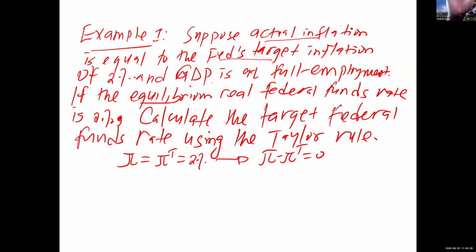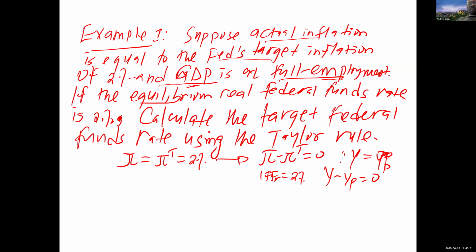And then we have also been told that the economy is at full employment, GDP is at full employment, meaning that Y equals YP. So that means the output gap is also going to be 0. And then we have been given that the equilibrium real federal funds rate is 2%. Okay, so we can use the formula for the Taylor rule, because we already know the actual inflation and GDP today. So we are trying to predict what the Fed might do to the interest rate when they meet next time.